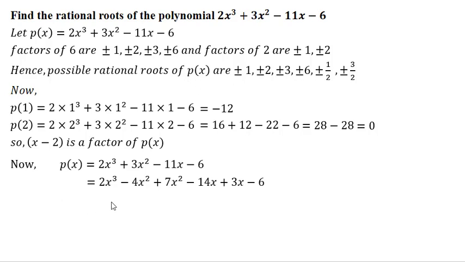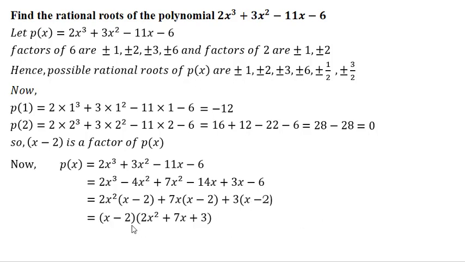Now from each 2 terms I can take x minus 2 common. So let us take x minus 2 common. If I take x minus 2 common here, I have 2x square. So I am taking 2x square common, so that in bracket x minus 2 is remaining. Here I am taking 7x common, so x minus 2 is remaining in the bracket, and here I am taking 3 common, so that x minus 2 is in the bracket. Now I can take x minus 2 common. So after taking x minus 2 common, in other bracket I have 2x square plus 7x plus 3.